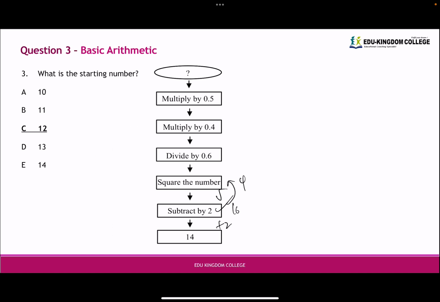If we have divide by 0.6, we're going to do times by 0.6. So 4 times 0.6 is going to be 2.4, and then multiply by 0.4, I'm going to divide by 0.4. That should give me 6, and then multiply by 0.5, divide by 0.5, or divide by half, or times by 2 should give you 12. Okay, so that is C.